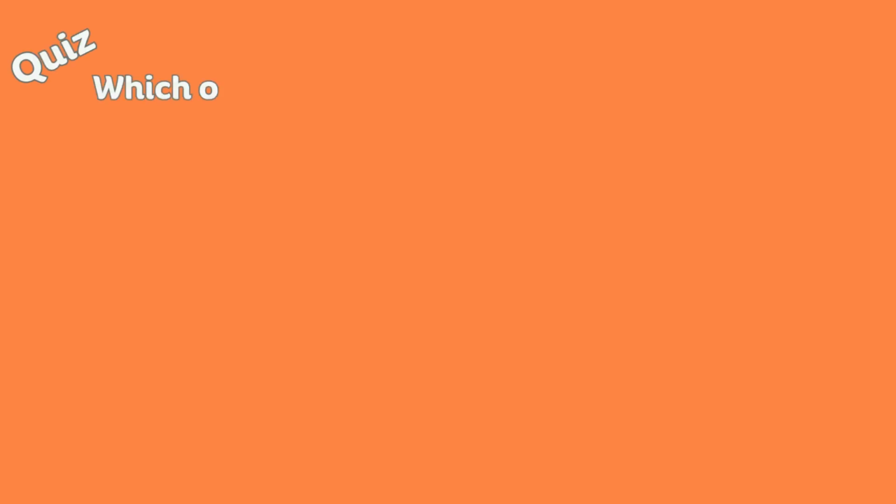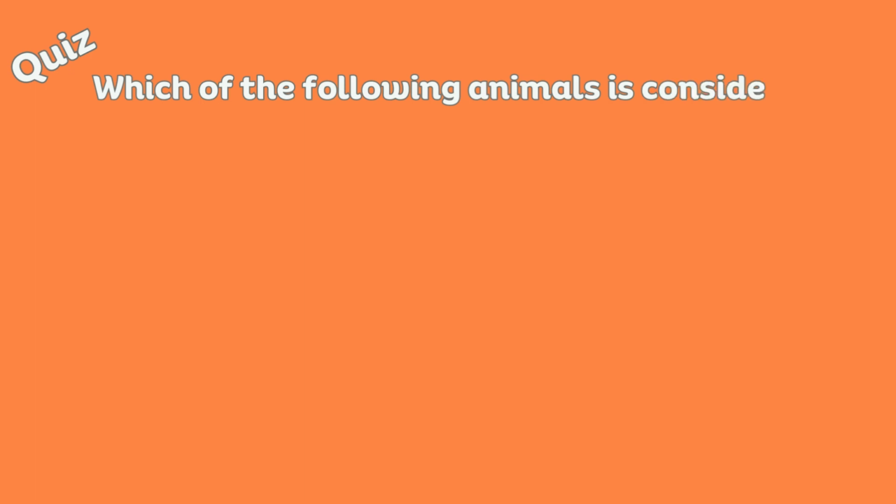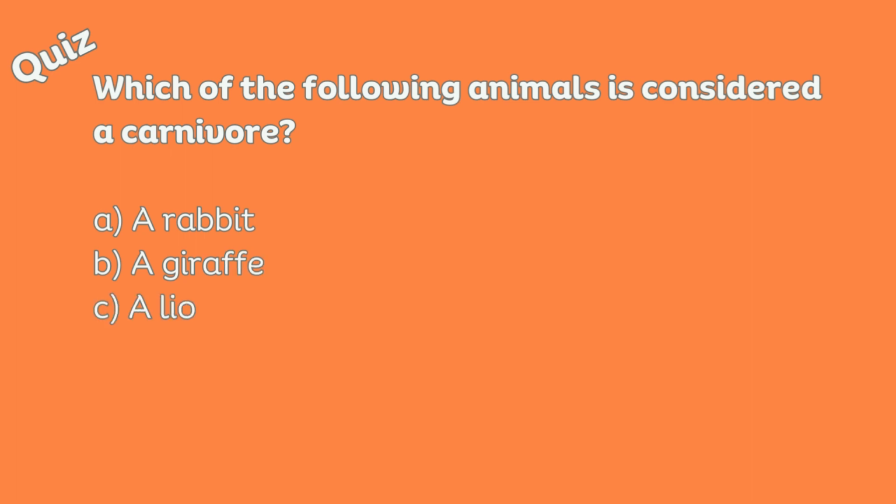Which of the following animals is considered a carnivore? A. A rabbit. B. A giraffe. C. A lion. D. A tree.